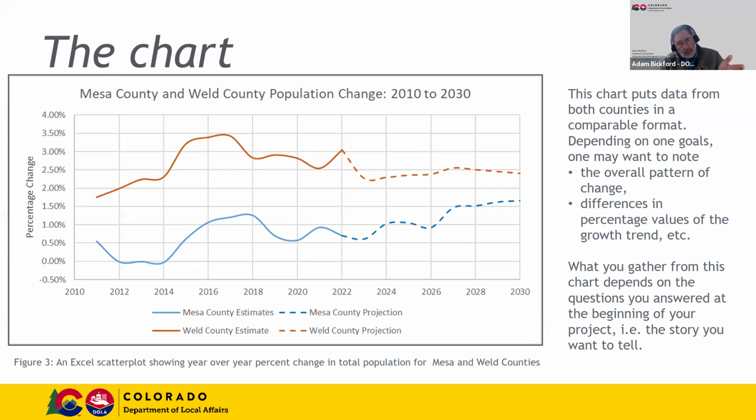population in Weld County kind of peaked around maybe 2017, and then it went down a bit, and then it grew again around the beginning of about 2021. And then when you look at Mesa County, you see that the first peak is around 2018, right? But then you also see another peak again around 2021.